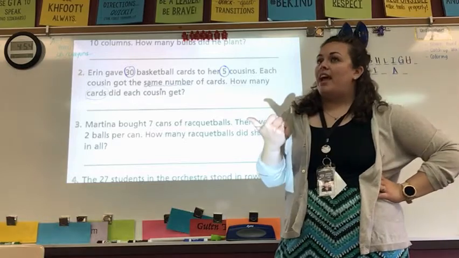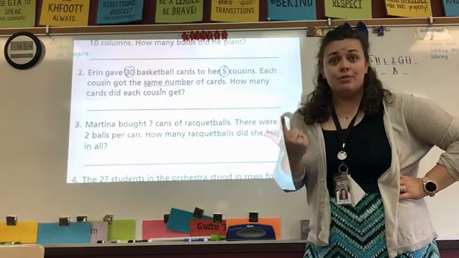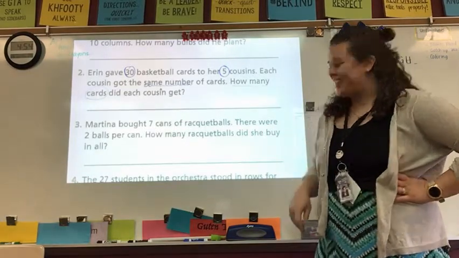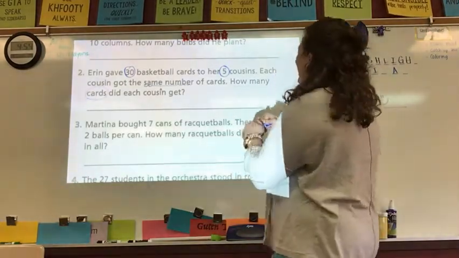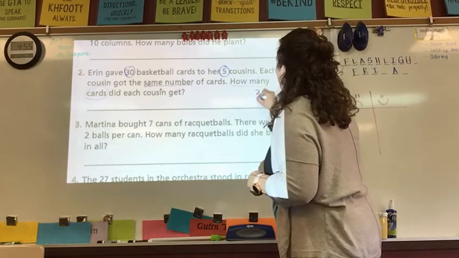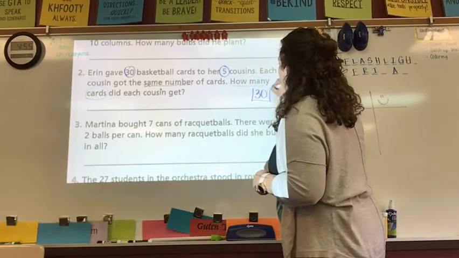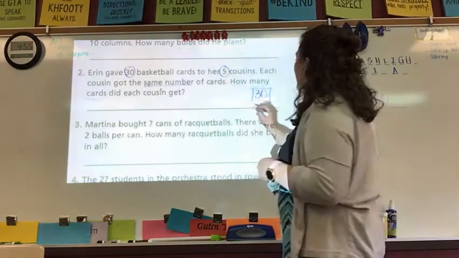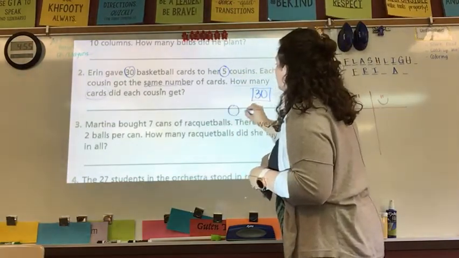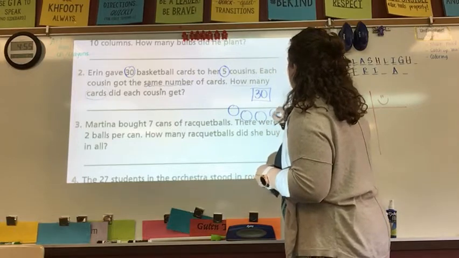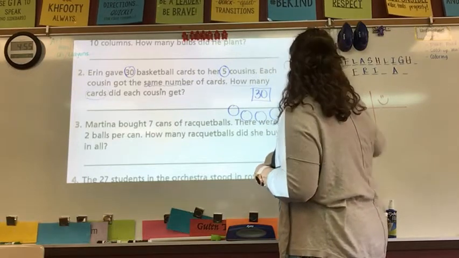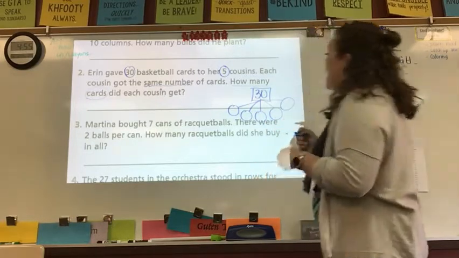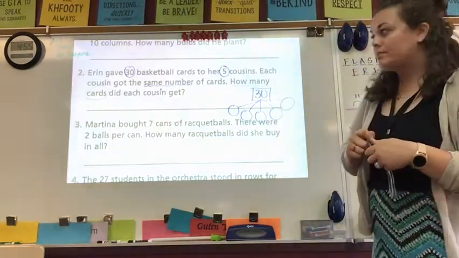It could be an array, in equal groups, or in equal shares. Equal shares, right? So, she's got 30 basketball cards. 30 is her total on top. We're going to divide it or split it between our 5 cousins. So give yourself 5 little groups. And then we'll go ahead and solve.